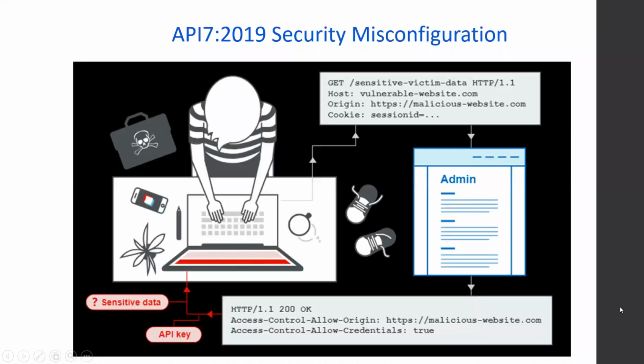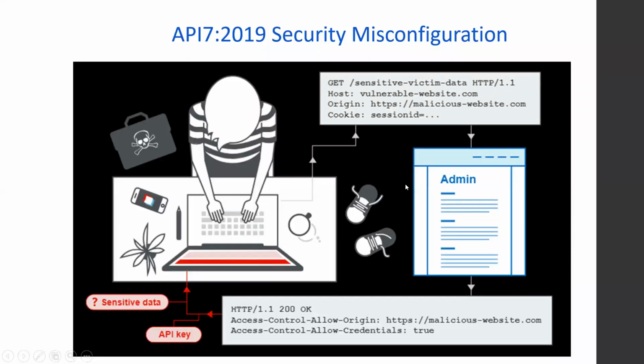API 7, it's a security misconfiguration. The name is very broad. In OWASP top 10 also, we have a security misconfiguration, which is a very broad category. I personally feel anything that I cannot fit in some category, I can put in security misconfiguration. So it can be a lot of things.